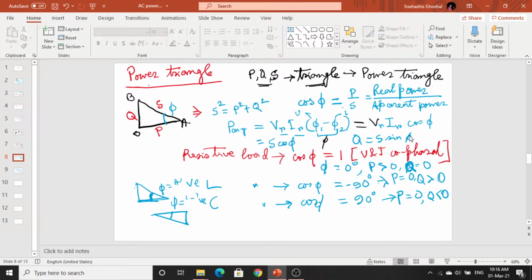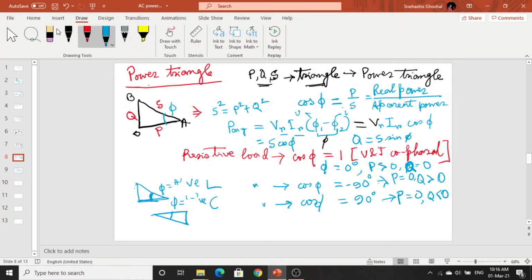Again you can see that P square plus Q square leads to S square. Whenever we follow these two equations, again we get that S square equal to P square plus Q square. So that is the scenario.